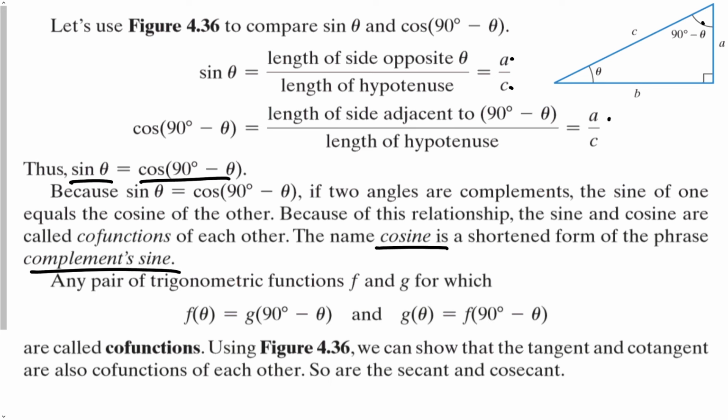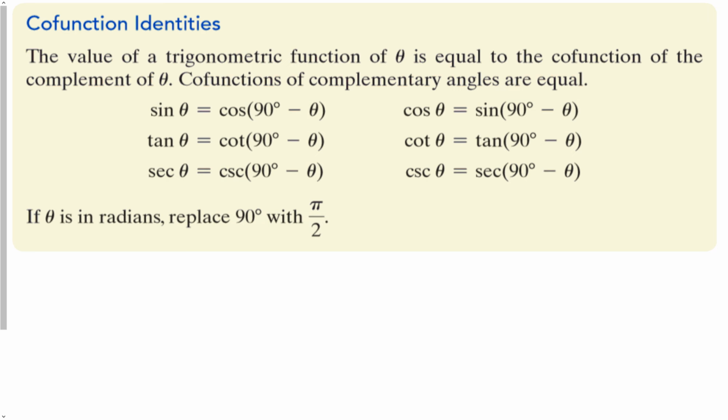And any pair of trig functions, f and g, for which f of theta is equal to g of the complement of theta, is going to be cofunctions. So we can show that tangent and cotangent are cofunctions, and secant and cosecant are cofunctions as well. So we have some identities that say that. So sine and cosine go together. Either way, sine is equal to the cosine of 90 minus theta, or the cosine is equal to the sine of 90 minus theta, either way.